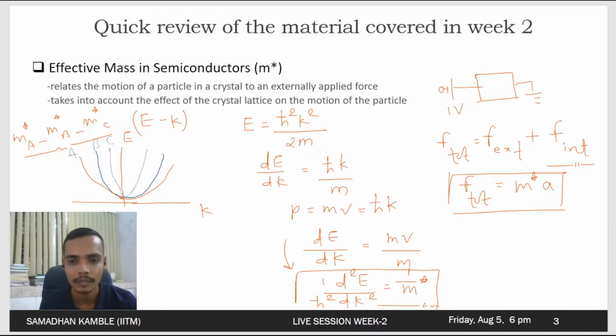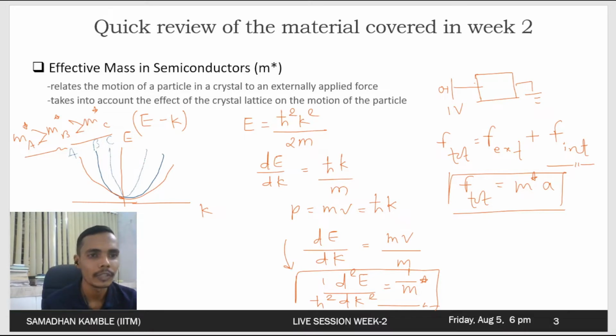effective mass, and m star B is greater than m star C but less than m star A, which has the maximum because of its lesser curvature. Okay, so I think this is quite clear.